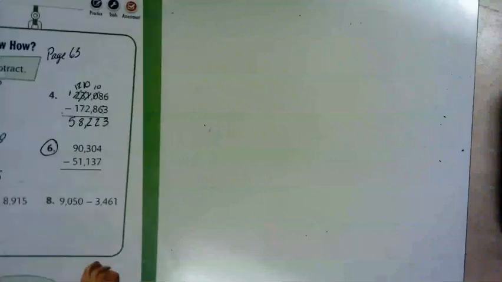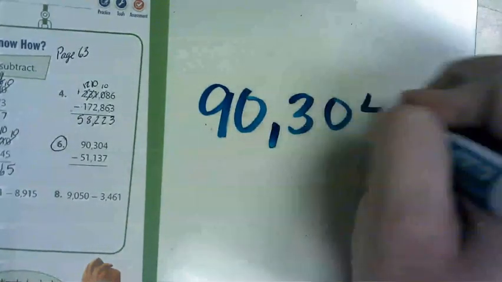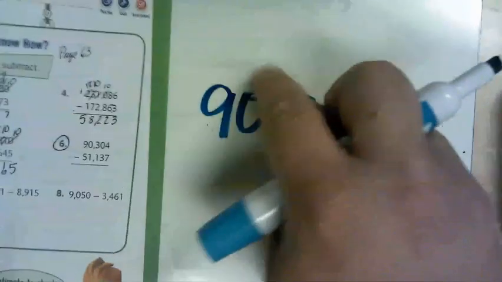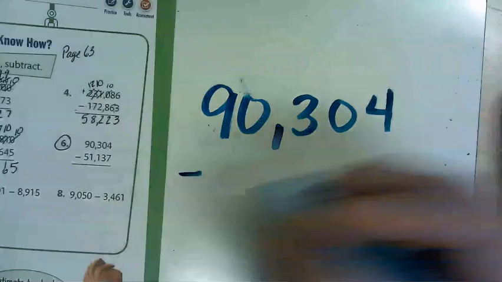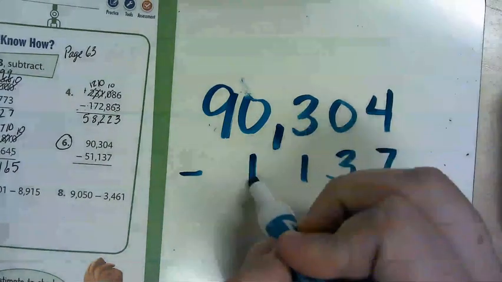So for number 6, all right, I've got 90,304. And when I write it, I try to give it a little bit of space just so it's nice and easy to read. And I'm going to minus. I'm going to start my ones place when I rewrite this. So I make sure everything lines up.